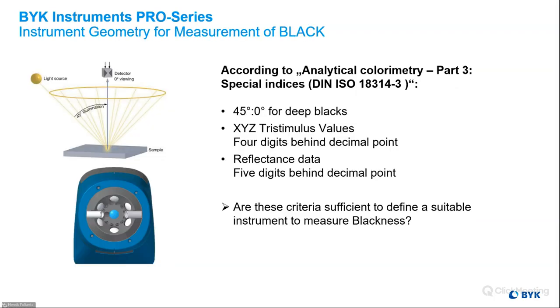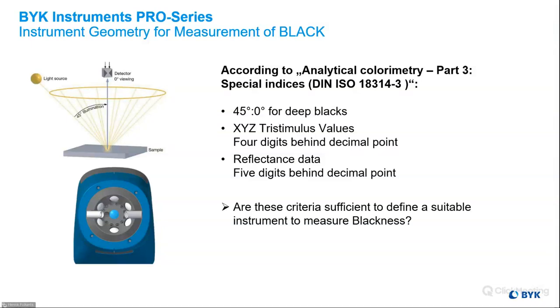In real life, the visual evaluation is often followed by the measurement of the samples. And for this measurement, we have to choose the right instrument. As before, the DIN ISO 18314 recommends an instrument with a 45.0 setup for deep blacks. So this really makes sense because we want to measure what we see, and the visual setup should be 45.0 or 0.45.